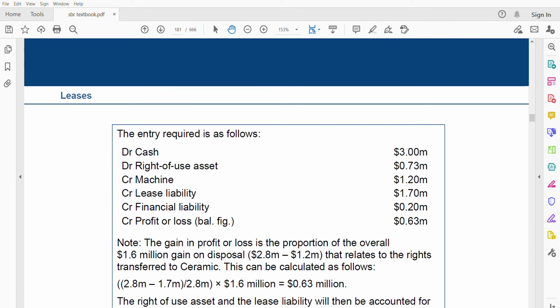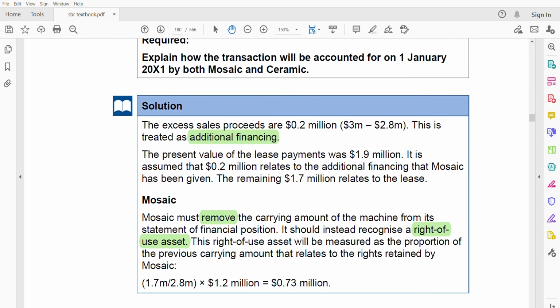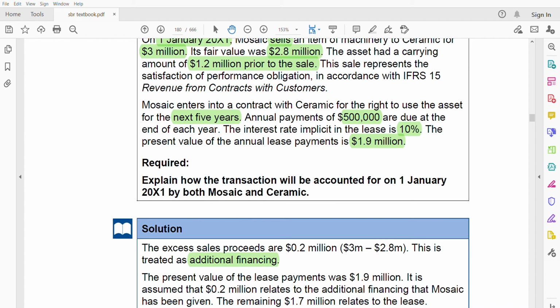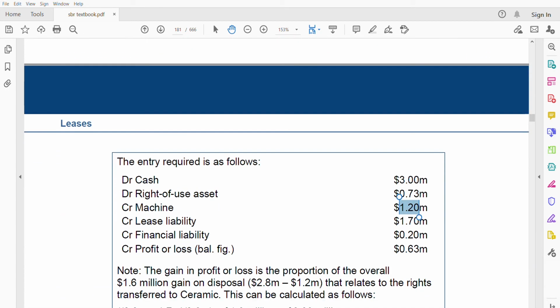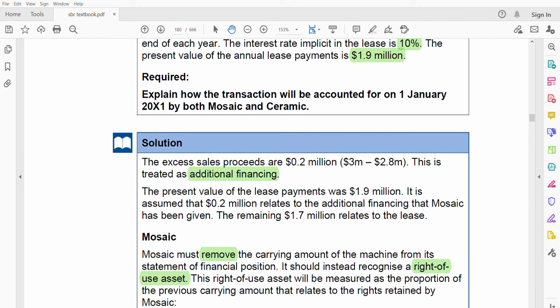Now let us go to the entry. You are selling for cash, that means debit cash. Right of use asset now will be 0.73, we calculated this. Credit machine 1.2, that means you are removing that amount from the machine. The asset had a carrying amount before the sale that you are removing now, that 1.2 credit machine. Then 1.7 credit goes to lease liability. You need to remove that additional financing from your lease liability, and this is your lease liability 1.7.